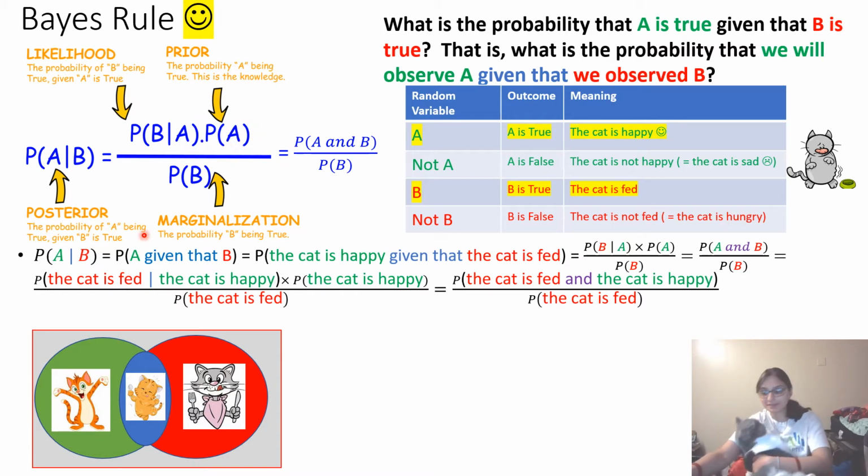The prior here is, okay, you want to go, sweetie? You can go. If you want to go, you can go. Okay, you can go if you want to go.